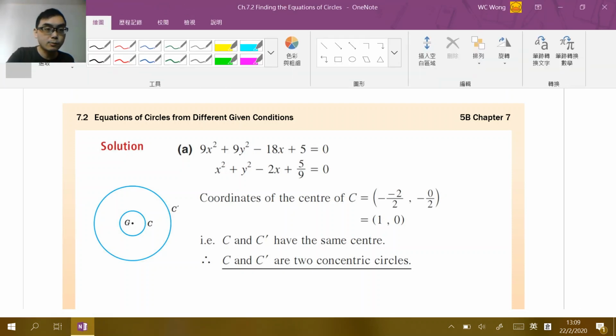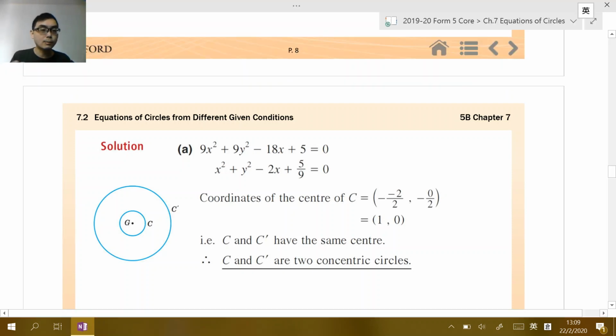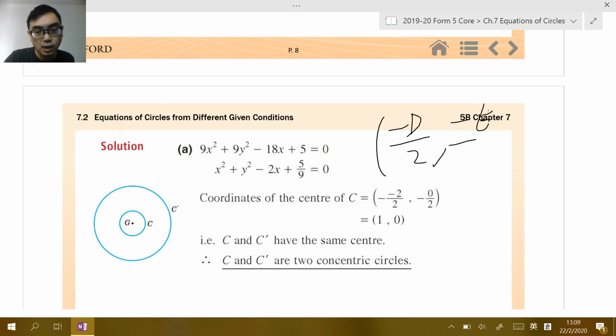And the formula is what? If you still remember, you can use completing the square, or if you don't want to use completing the square, you can just use the formula. The formula, if you still remember, should be negative d over 2 and then negative e over 2. The d and e are just the coefficients of x and y, but do remember to include the negative sign also for d. So it should be negative negative 2 over 2 to get 1, and then 0.